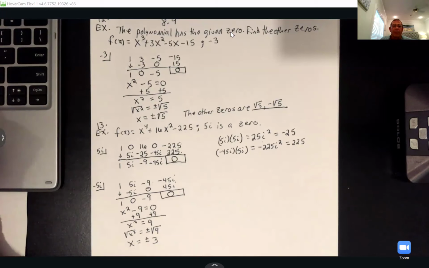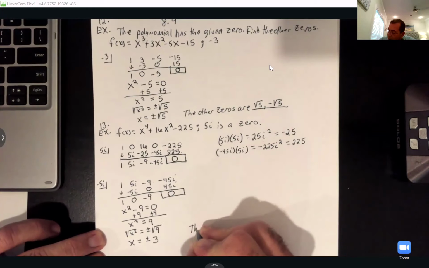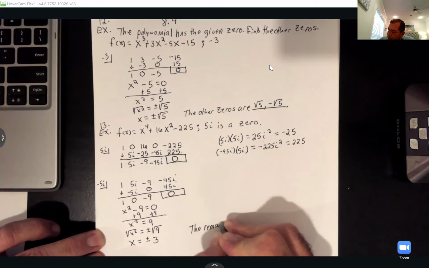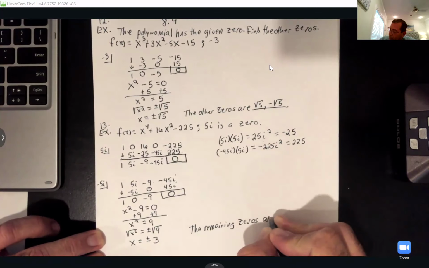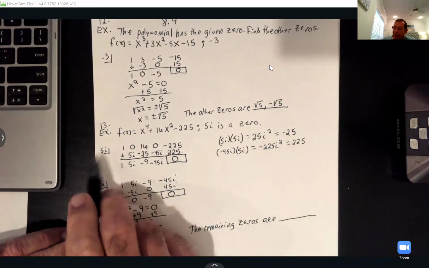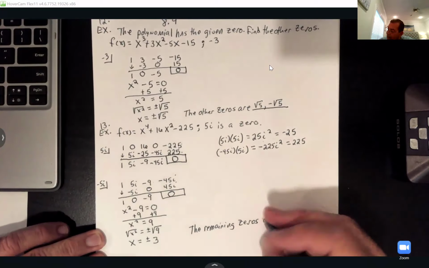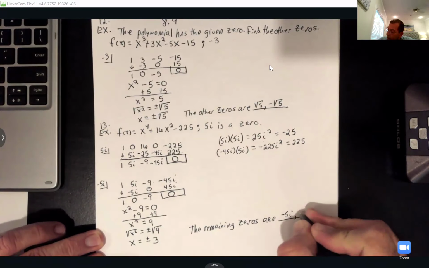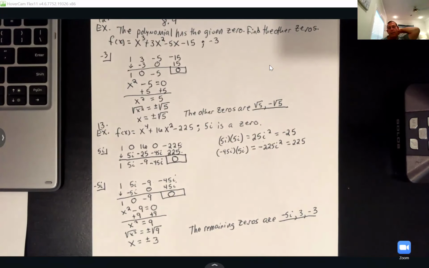All right, there you go. Good job, Samantha. Now, remember, all they want were the remaining zeros. Now, we can't use 5i. They gave us that one, so we got to do the other 3, which were our negative 5i, 3, and negative 3. But y'all, once again, in MathLab, you can put negative 5i, comma, plus or minus 3. It will take that also, okay?